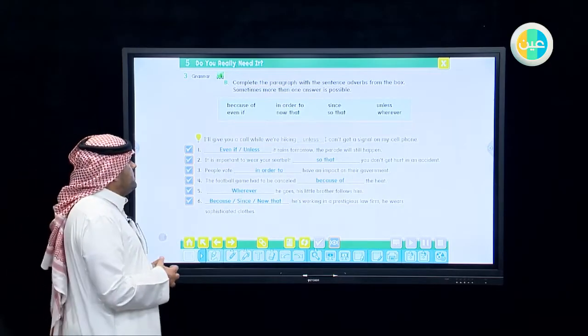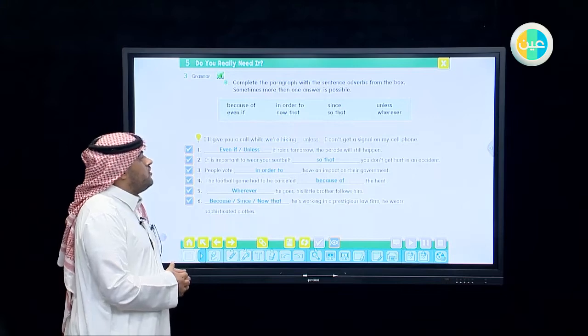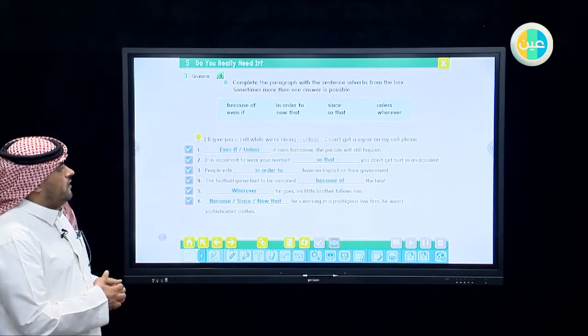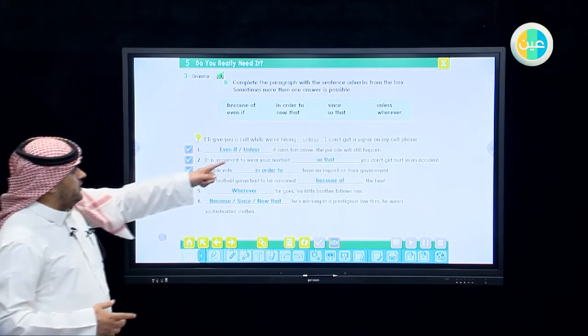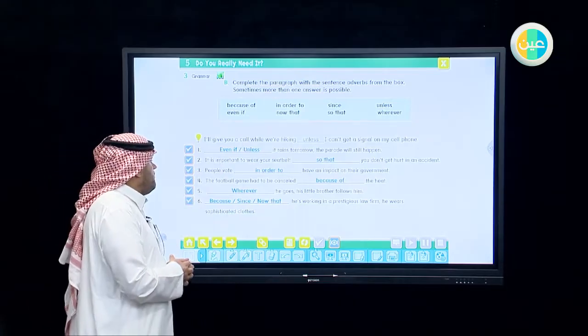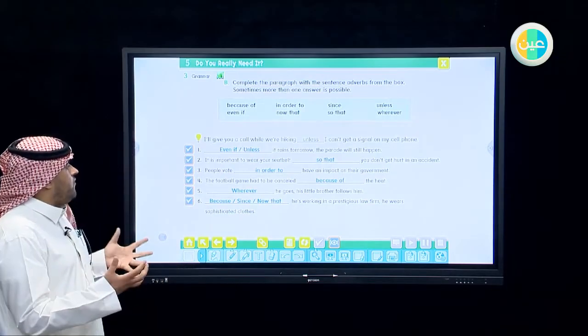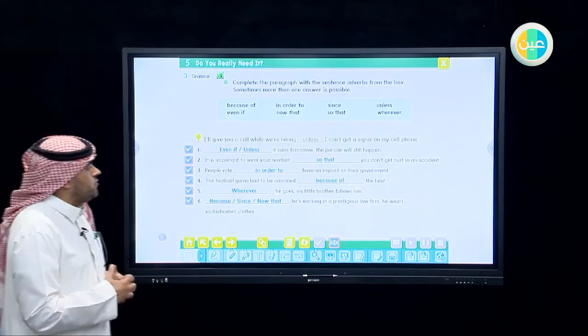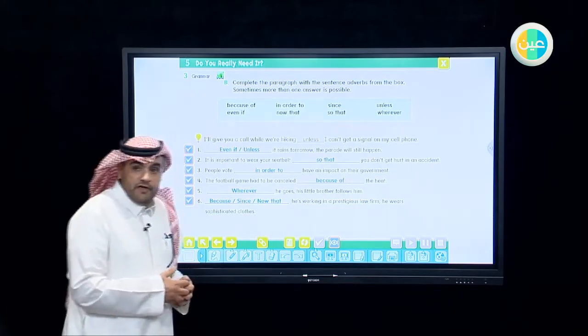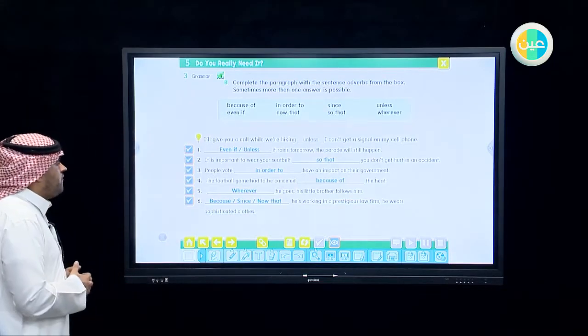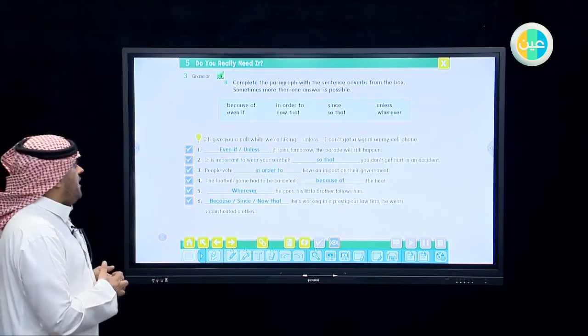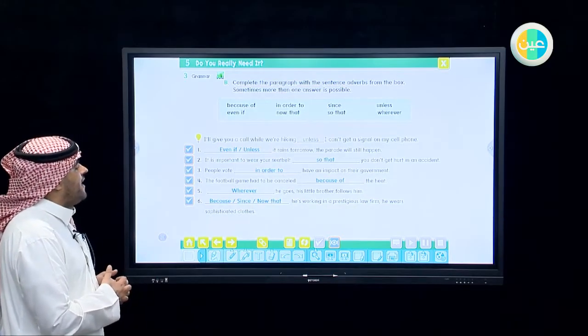Number 2, it is important to wear your seat belt so that you don't get hurt in an accident. So we use "so that" here. Number 3, people vote. Why do people vote? In order to have an impact on their government. Okay.